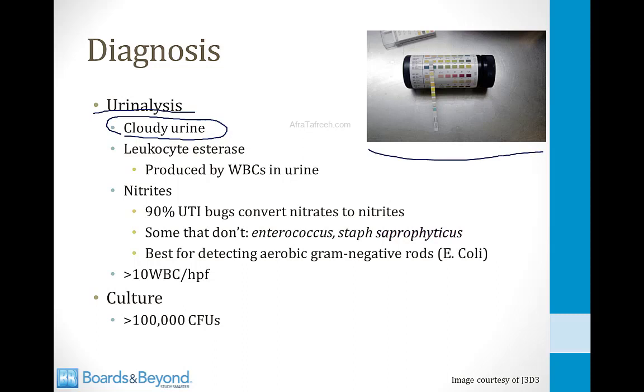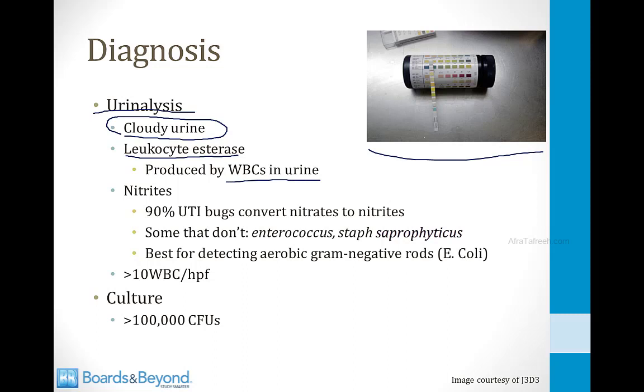So this is a picture of a dipstick, and you literally dip it in the urine and then wait for the color to change of the different markers. One of those markers is leukocyte esterase. So you will have positive leukocyte esterase on a dipstick of a urine in patients who have white cells in their urine. The white blood cells produce leukocyte esterase.